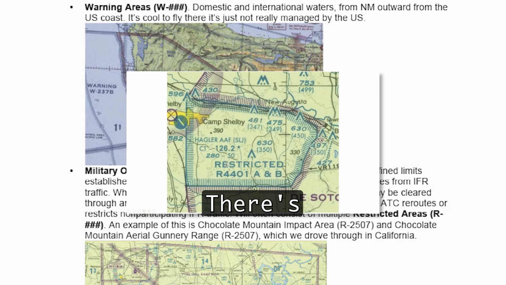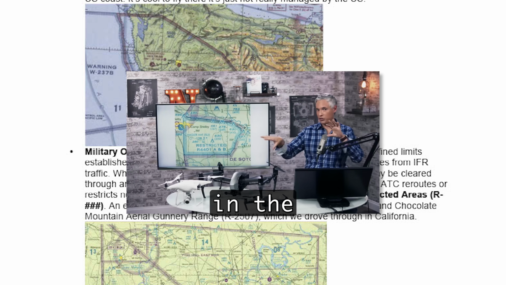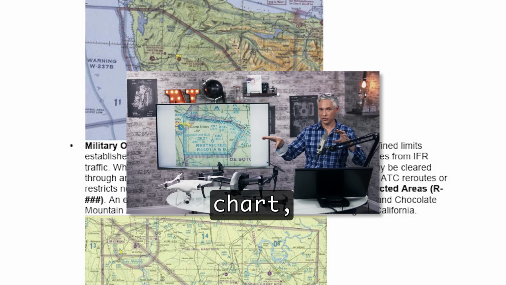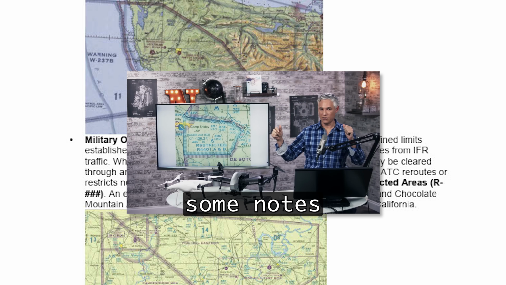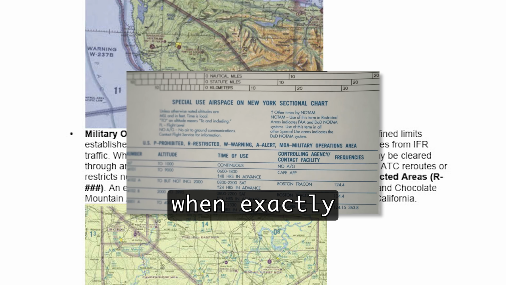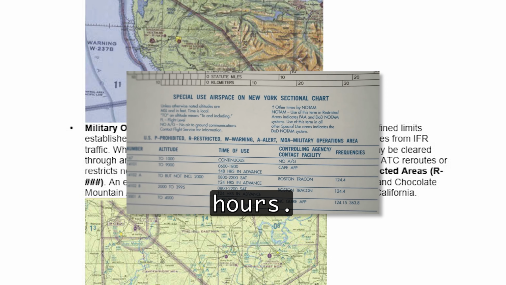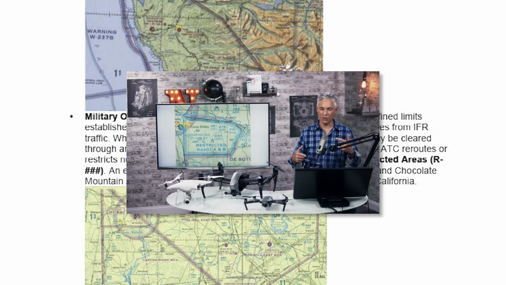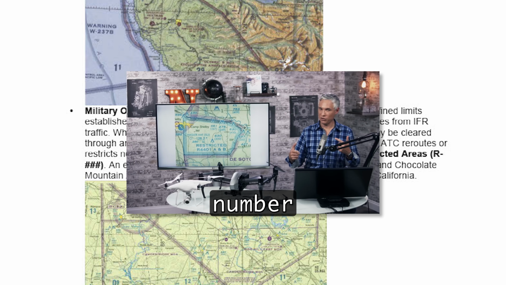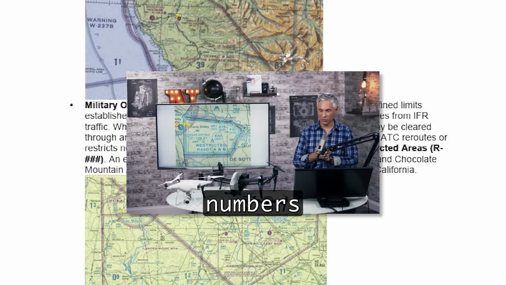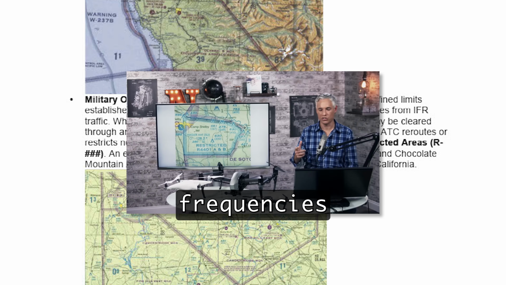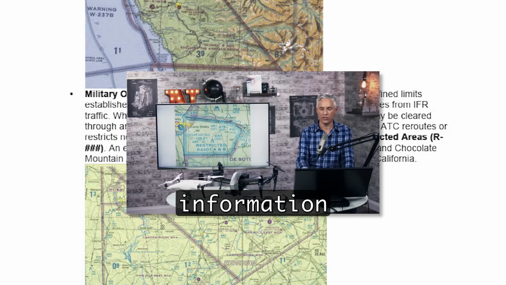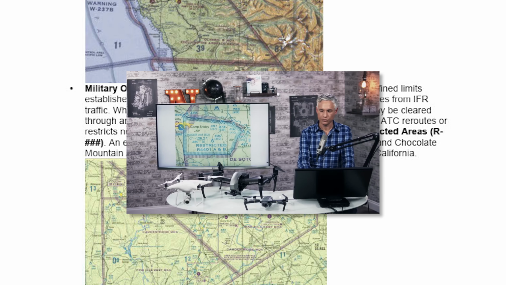There's numbers here that start with the R and then have a code. If you look at your sectional charts, over in the bottom or the margin of the sectional chart, there'll be some notes about when exactly it's restricted. Usually there's some sort of hours. And I think the test will even ask you to look up a phone number there. I don't actually see any phone numbers in my sectional charts, but they will have frequencies where you can listen to get some information about whether it might be in use or not.